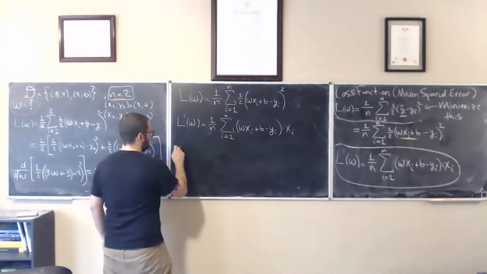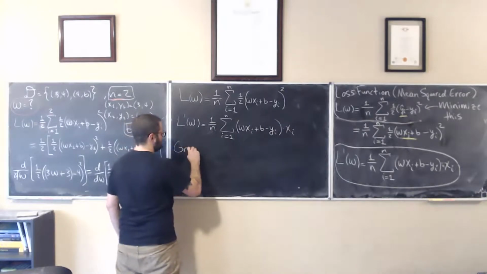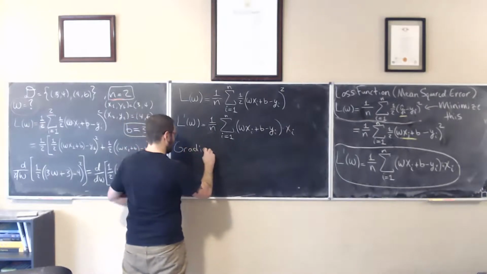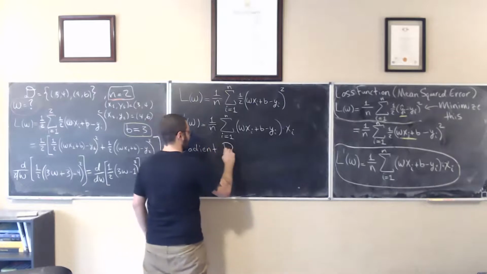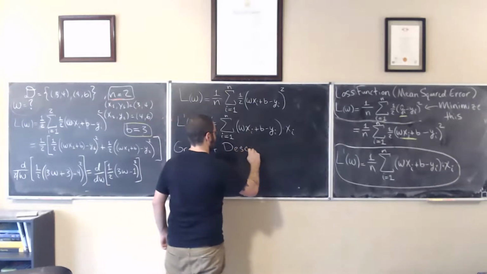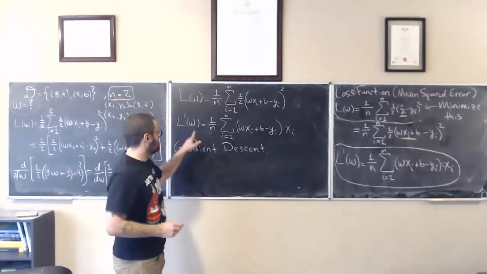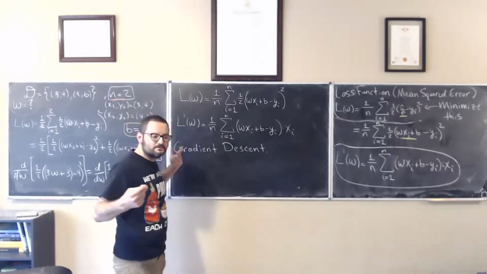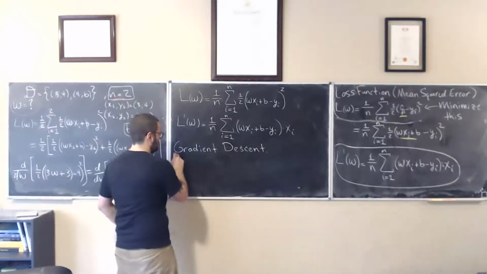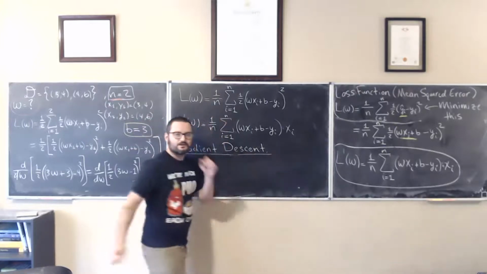And then finally, from last class, we're going to use gradient descent to find the best w, to find where this derivative is equal to 0. That's the whole point, right? Or as close to 0 as we can.